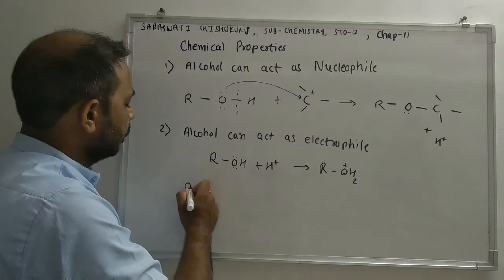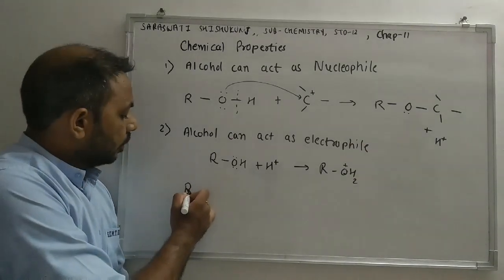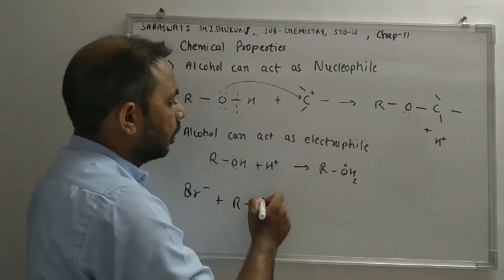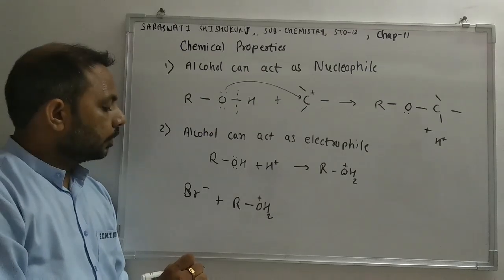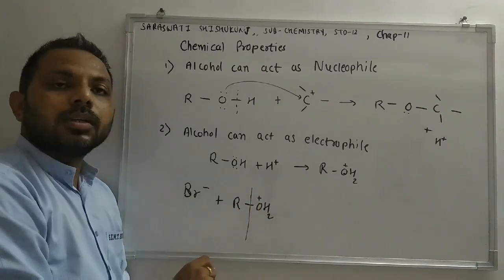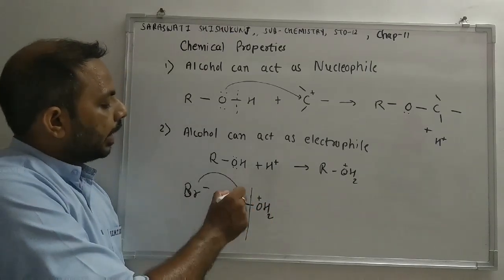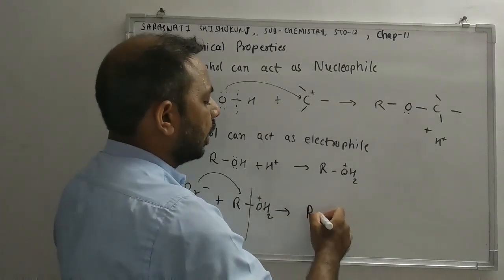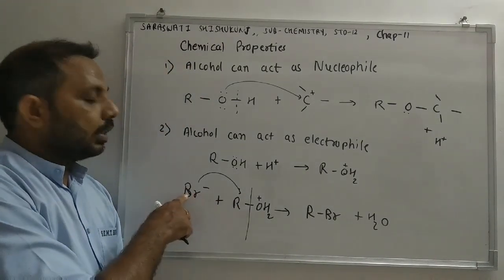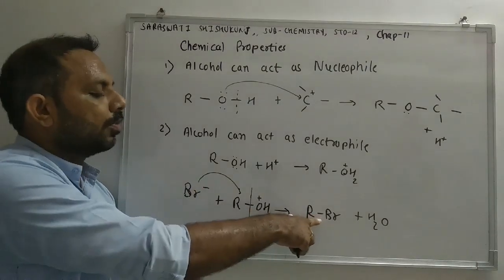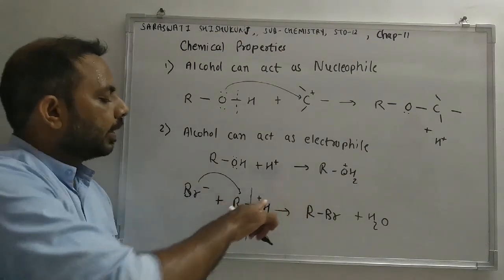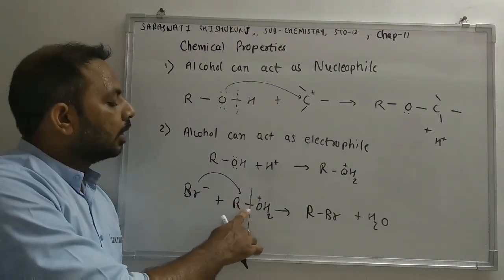Now in this case, suppose this is Br minus or any halogen. This is protonated alcohol, and the bond between alkyl and oxygen is broken. Br minus will attack the alkyl group, so it will form R-Br plus H2O. The bond between the alkyl group and oxygen is broken, the negative group attacks the alkyl group and forms a bond with it, and H2O is released. So whenever protonated alcohol is acting as electrophile, the bond between carbon and oxygen is broken.